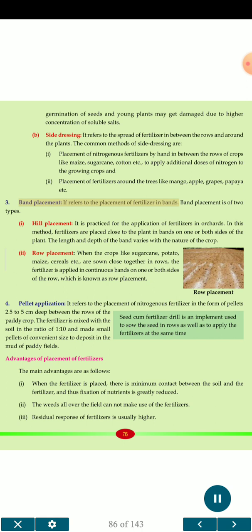3. Band placement. It refers to the placement of fertilizer in bands. Band placement is of two types. 1. Hill placement. It is practiced for the application of fertilizer in orchards. In this method, fertilizer is placed close to the plant in bands on one or both sides of the plant. The length and depth of the band varies with the nature of the crop.